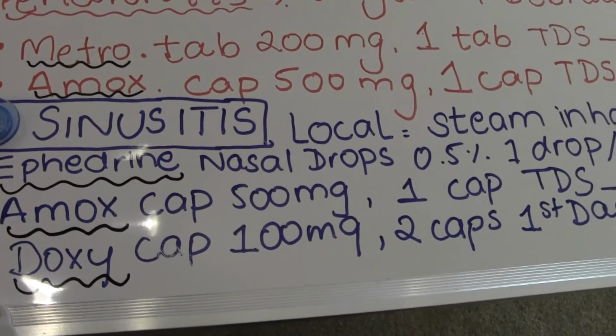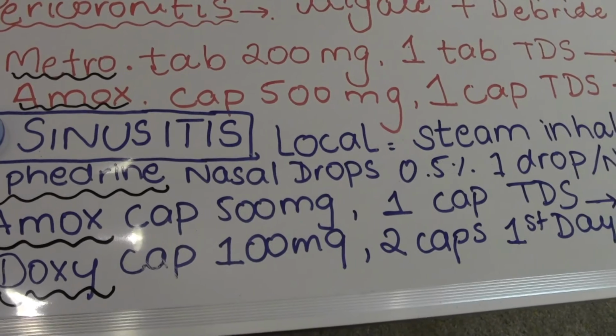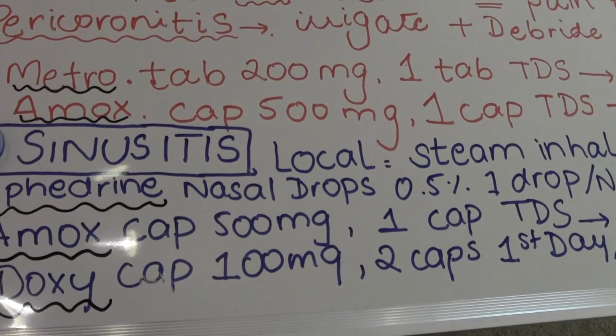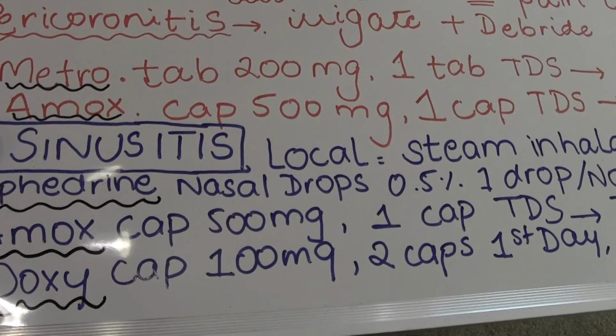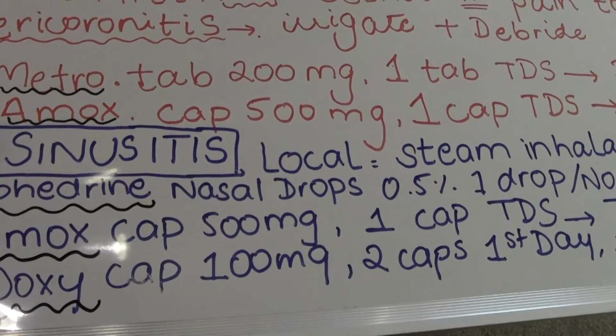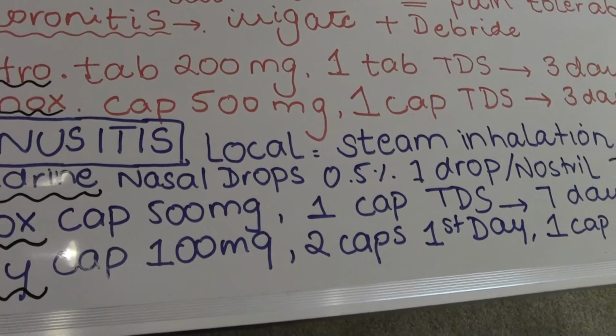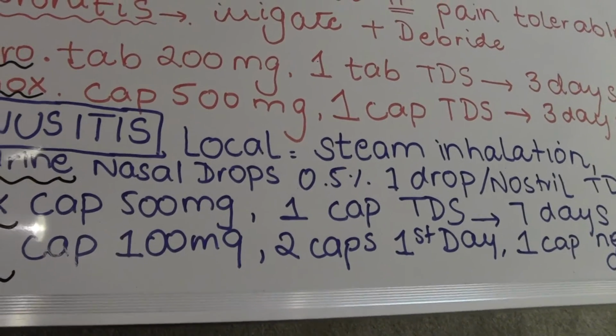Again, amoxicillin. Now again, the dose is the same. It's 500 milligrams, 1 capsule 3 times a day. The difference, however, is that in sinusitis, we give a longer course of the drug. We give 7 days. So of course, the number of capsules is also increased. It's 21 instead now.